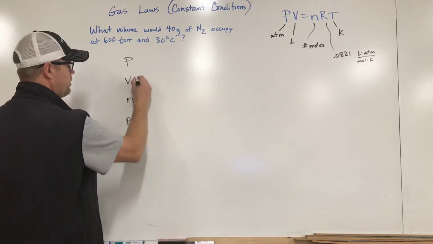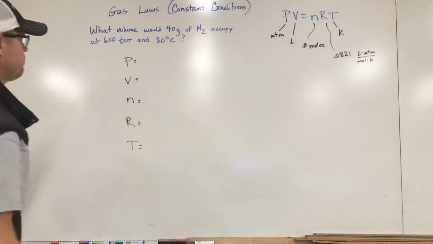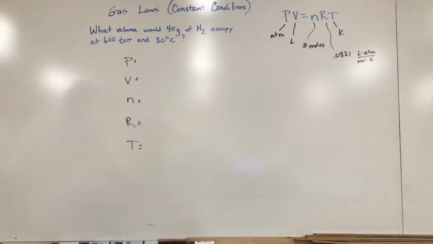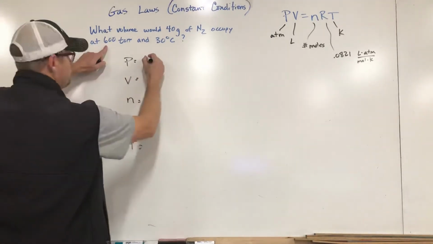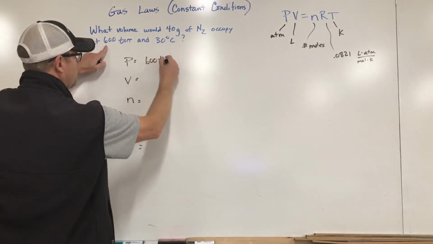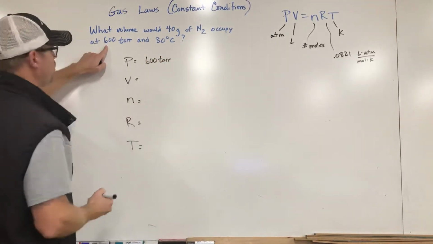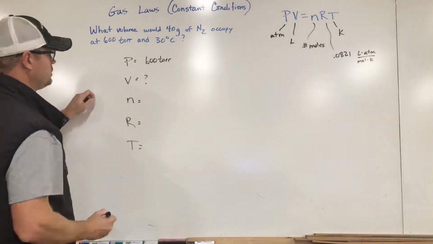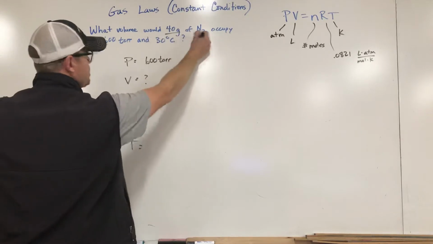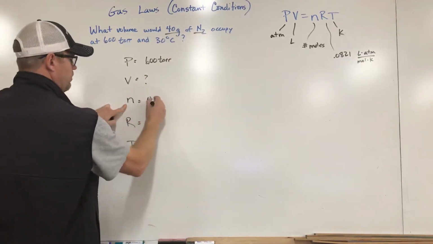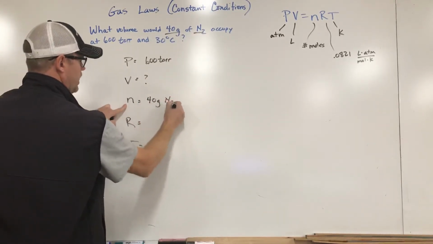Just like the other gas law, we're going to try to organize all of our data into a nice little list where we can see it. So the pressure here is 600 torr. The volume, we don't know. We're looking for that. N is number of moles. I don't have number of moles, but I do have grams, and I know what it is. So I'm going to write down 40 grams of nitrogen.